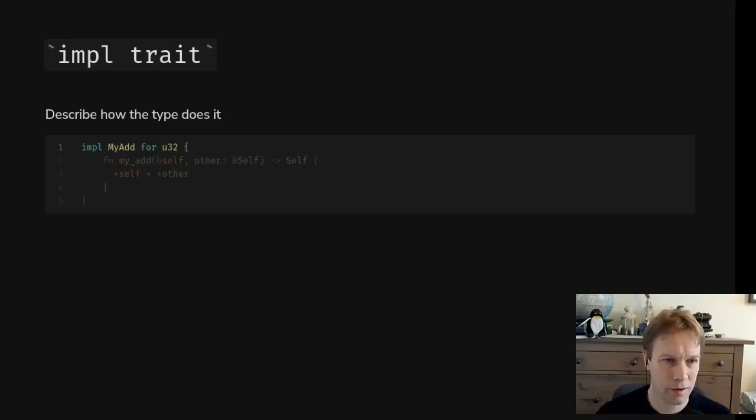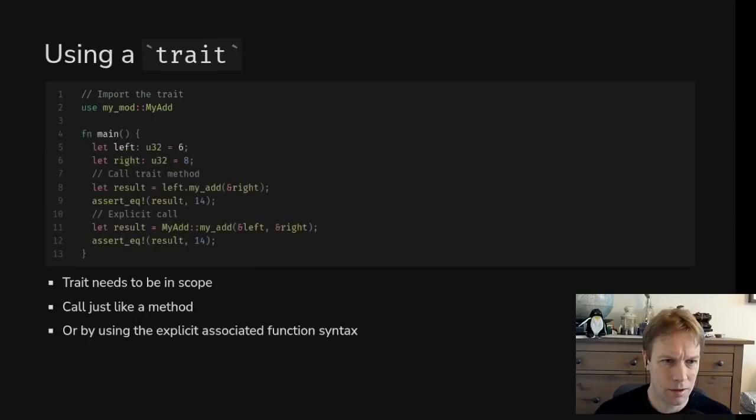Okay. So, let's have a little look at how we would use this. We're not yet solving the problem we initially started off with, which is that we want this add diagonal bracket T thing to exist. We'll get to that in a second, but first of all, this is a sort of side quest, which is that now that we've implemented this trait, myAdd, for U32, we can now use it directly on a U32. Forget all the generic stuff.